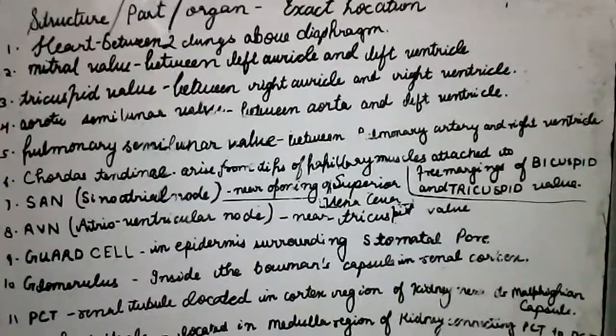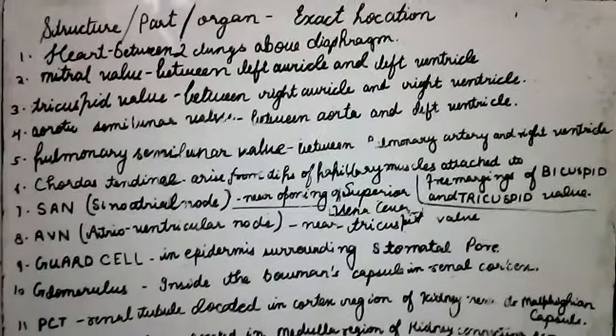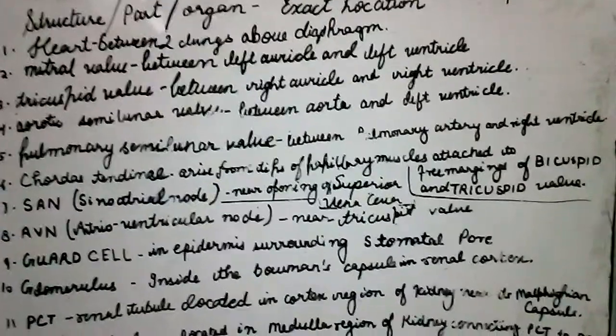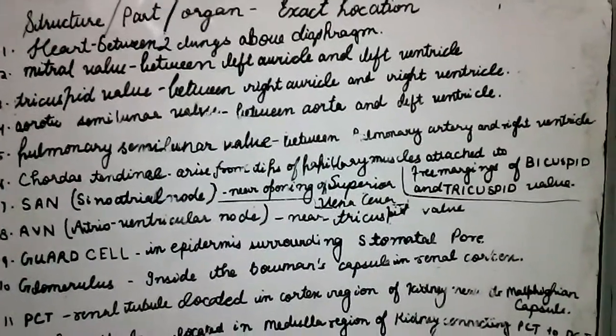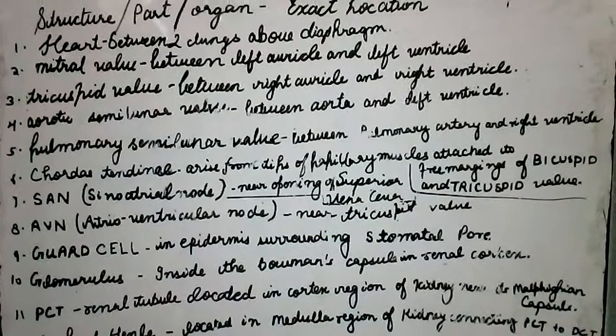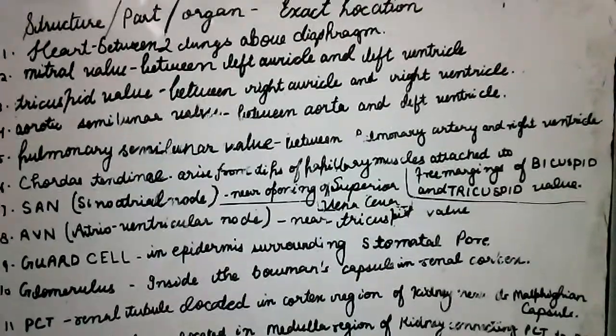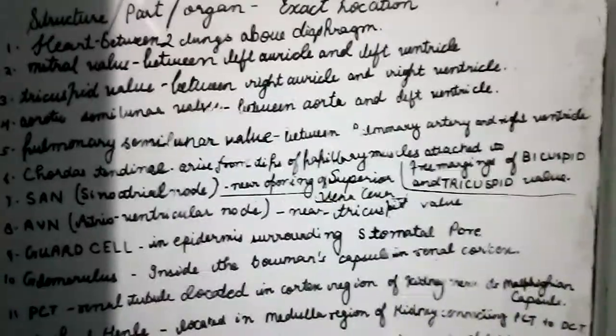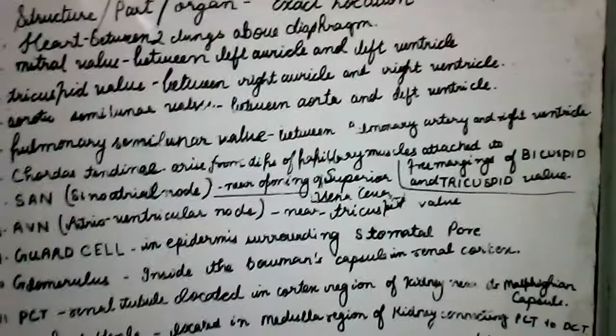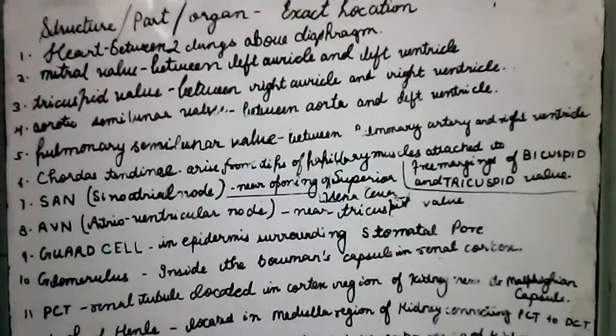So beginning up, first question here, location of heart. Heart is located between the two lungs above the diaphragm. Second question, mitral valve, also known as the bicuspid valve, present between left auricle and left ventricle. Third question, tricuspid valve. Tricuspid valve is present between right auricle and right ventricle.